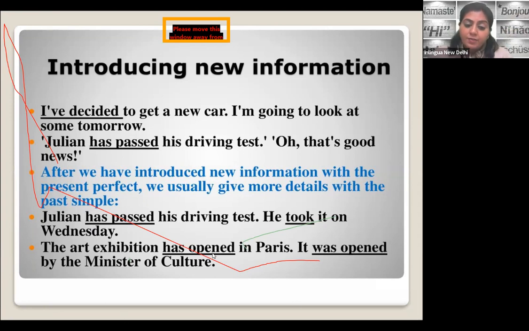The art exhibition has opened in Paris. Now here, it's a present perfect sentence. We don't know when it opened. We just know that it has opened in Paris. It was opened by the Minister of Culture. We are now talking in the past tense. Who opened it? It was opened by the Minister of Culture.